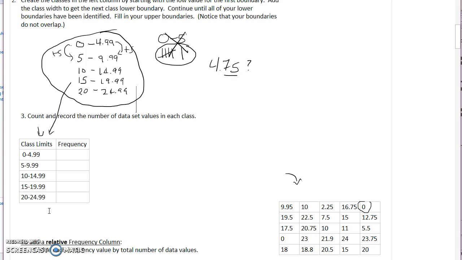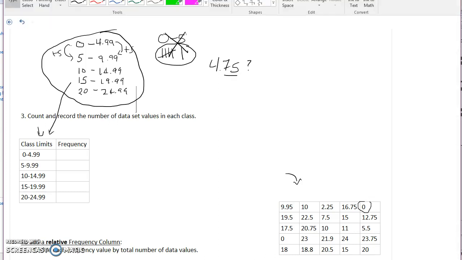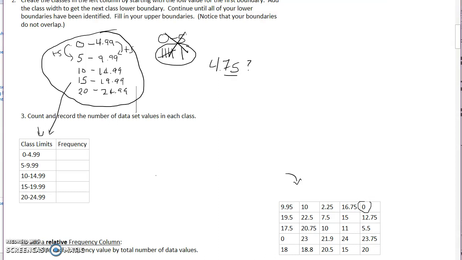All right, the next step's not the most exciting one, but it is one of the most important ones. What we're going to do is take our data set over here, and I'm going to say, okay, that first number, 9.95, where is that going to fit over here in terms of these classes? So this first number, 9.95, would fall right here, right? And then I'm going to cross this number out, and go down to the next one.